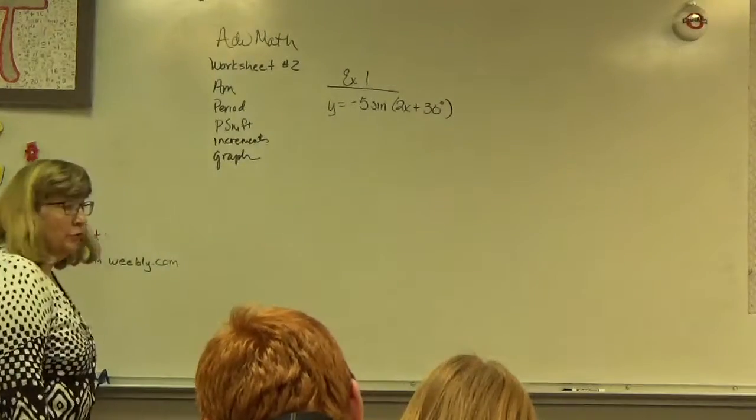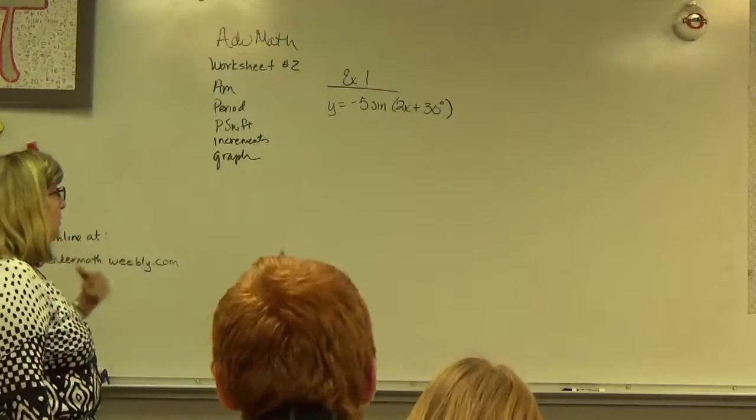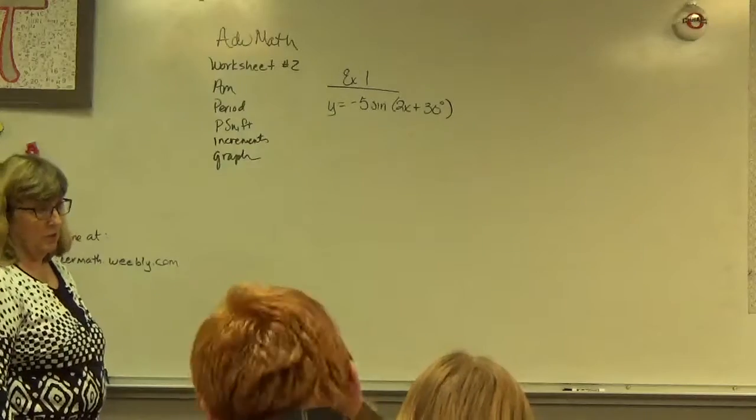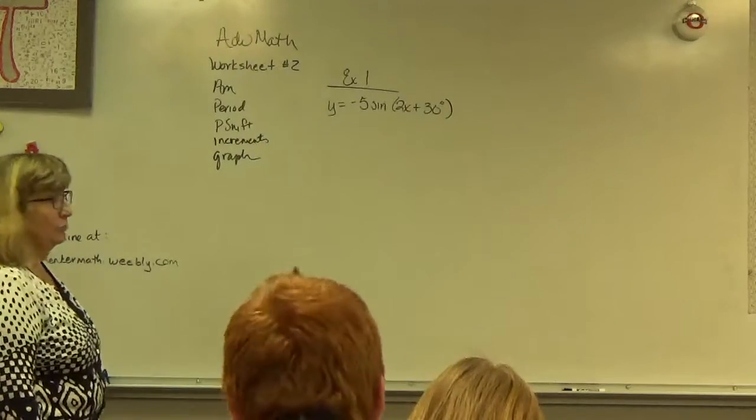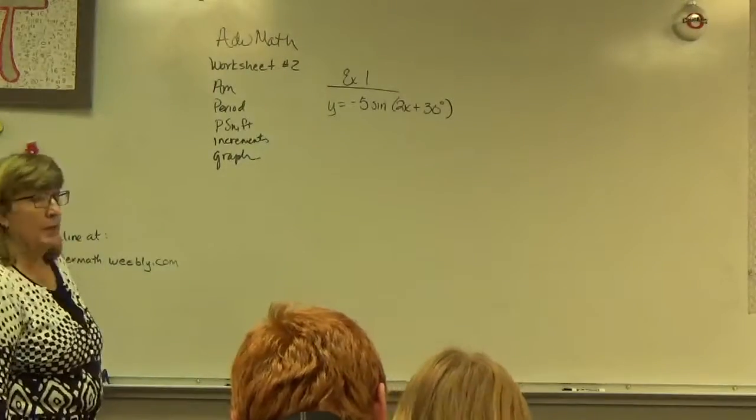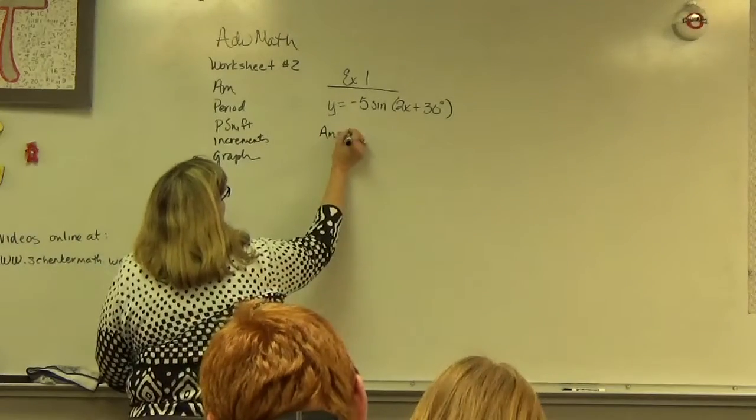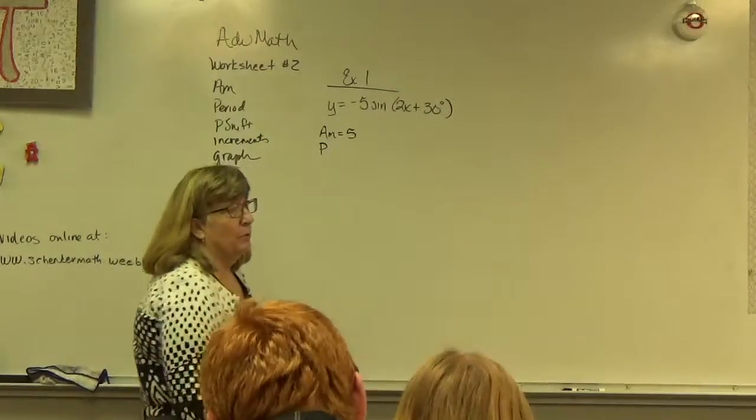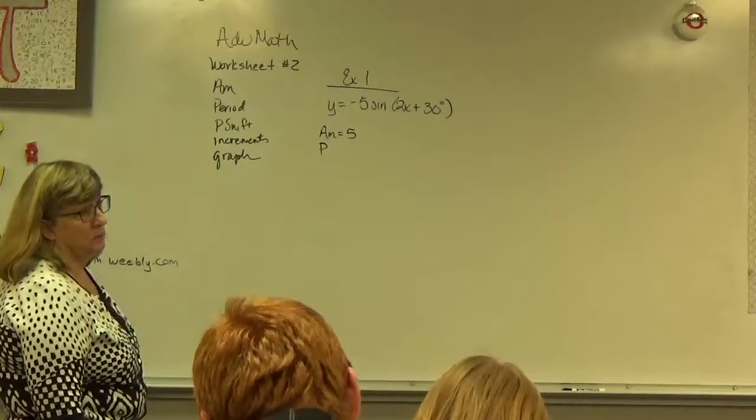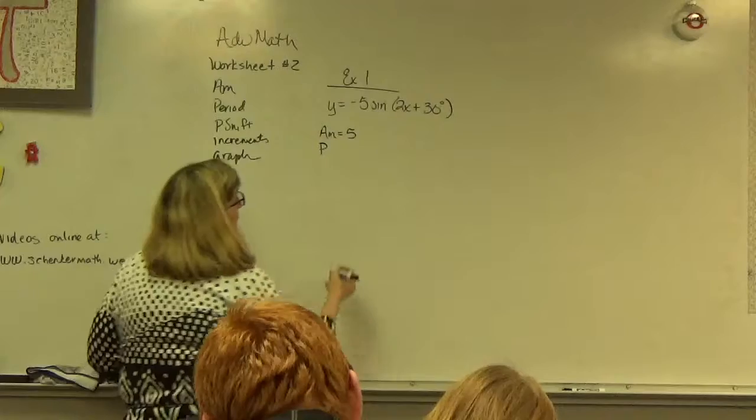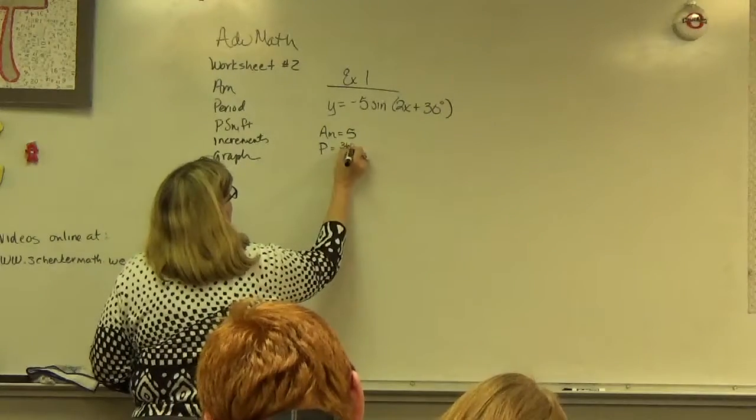Okay, and again, on every problem, it's amplitude, period, phase shift, increments, and graphing. So first, Delaney, what would be the amplitude? The amplitude is 5. Period would be what, Zach? 360 divided by k, which is 2. So that would be 180.